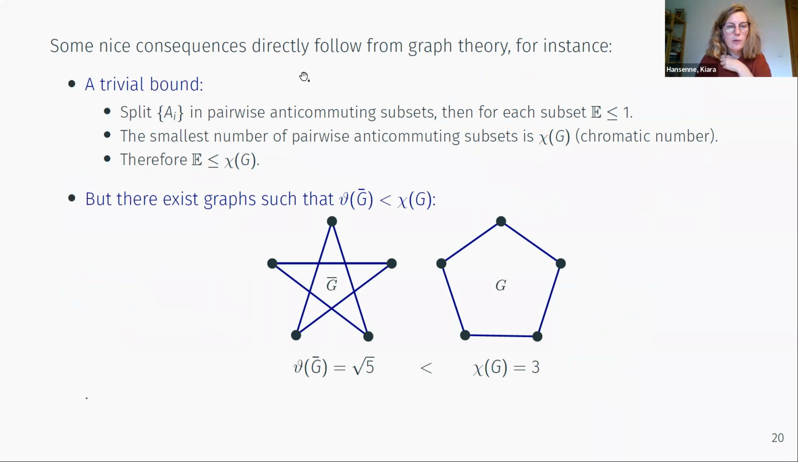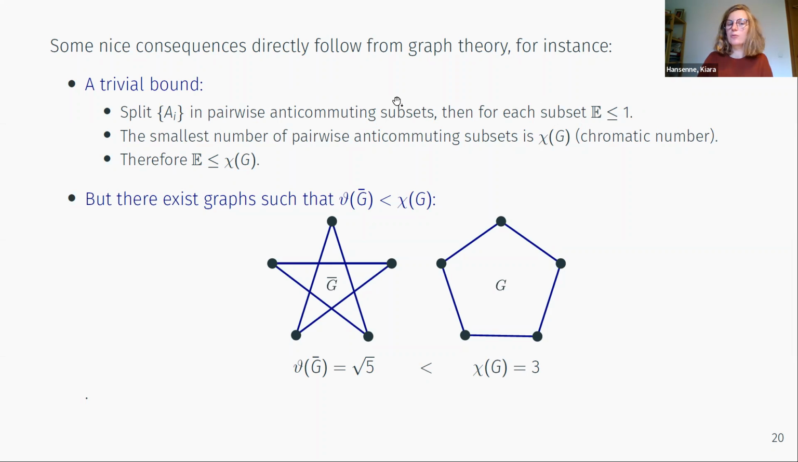So if we now expand a bit on some graph theory notions that we have, we can formulate some already known results in a very nice way. So these are some trivial bounds, meaning that if we have a set of observables and we split it such that in each subset we have only pairwise anti-commuting observables. So if you have a set of, I don't know, let's say 20 observables, and then now you split them into 5 sets such that in each set they pairwise anti-commute, well then in each subset, the quantity E is going to be upper bounded by 1 because in each subset they're anti-commuting.